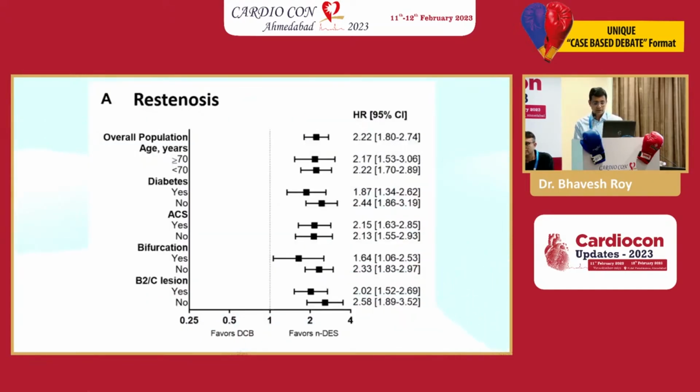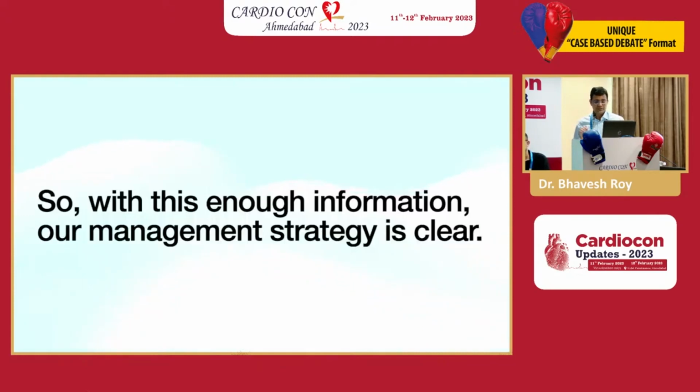This is favoring DES versus favoring DCB in the different subsets, in the age, in the diabetes, whether bifurcation, whether presenting with ACS, or whether having a complex lesion. So with this enough information, our management strategy is clear that it should be a drug-eluting stent. It should be a newer generation drug-eluting stent dedicated for these small vessels.